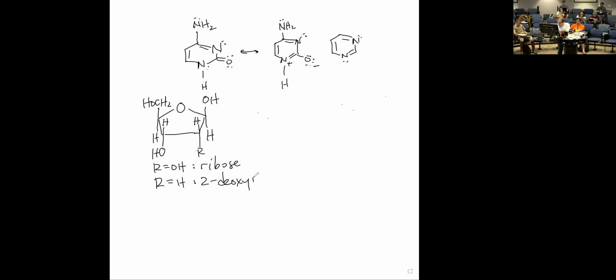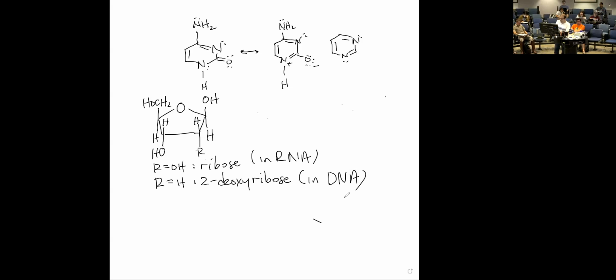Deoxy meaning exactly what it sounds like. We take away the oxy. There's one fewer oxygen. So instead of OH, it's just H in deoxyribose. And as you might guess from the names beginning with R and D, those are what you will find respectively in RNA and in DNA. So that's where these structures show up.